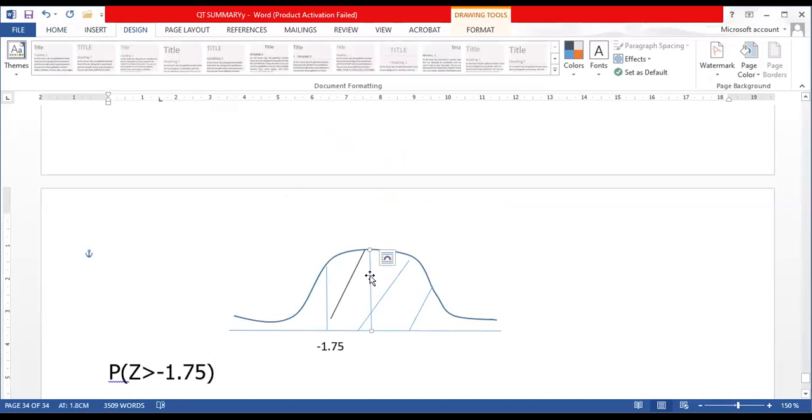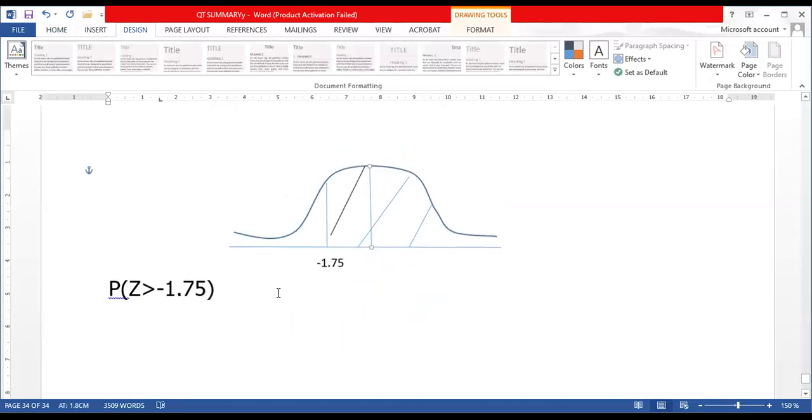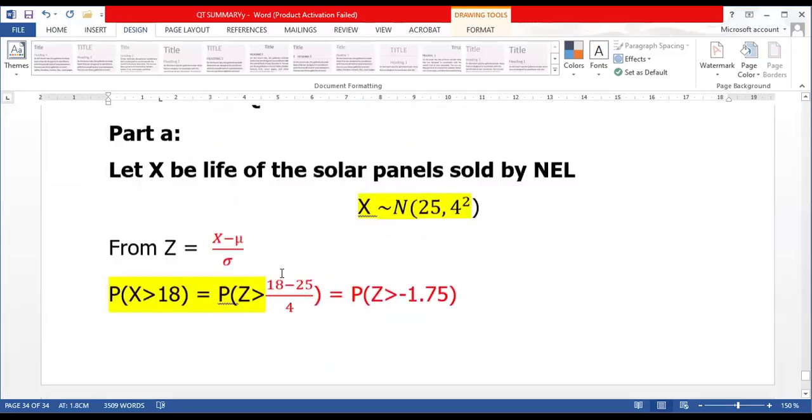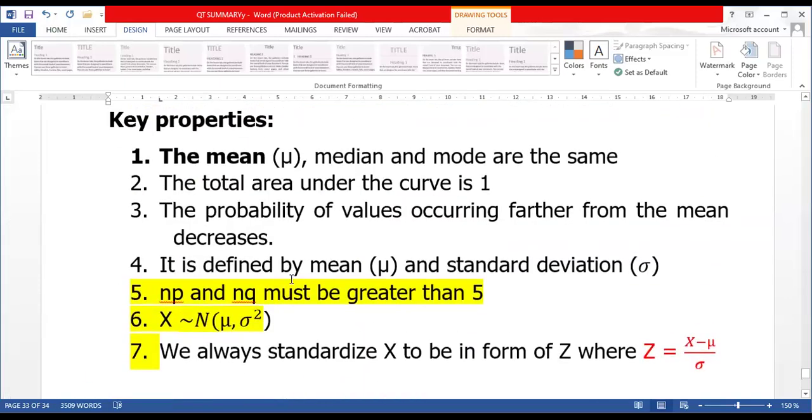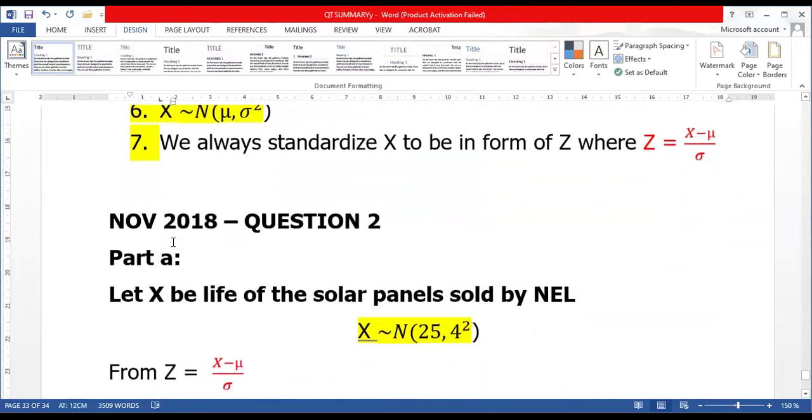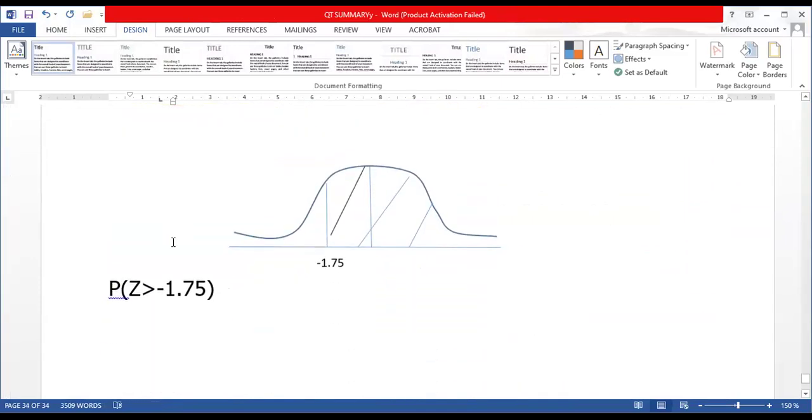Left is equal to 0.5, right is equal to 0.5. So it means that the total area under the curve is 1. Now, since the total area under the curve is 1, and you are interested in the probability from here to infinity, from here to the right side. Remember, this line doesn't cut the horizontal line.